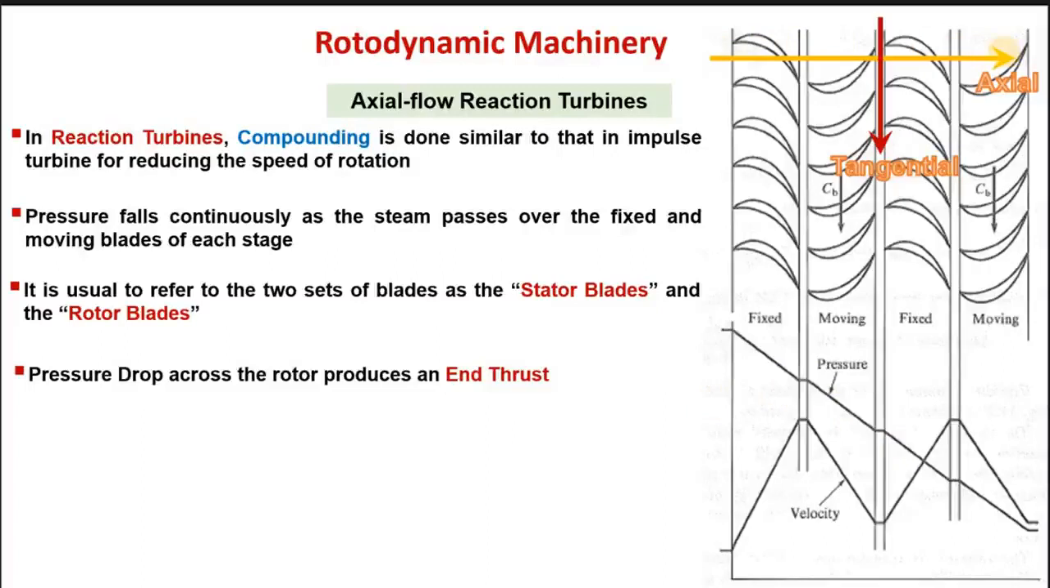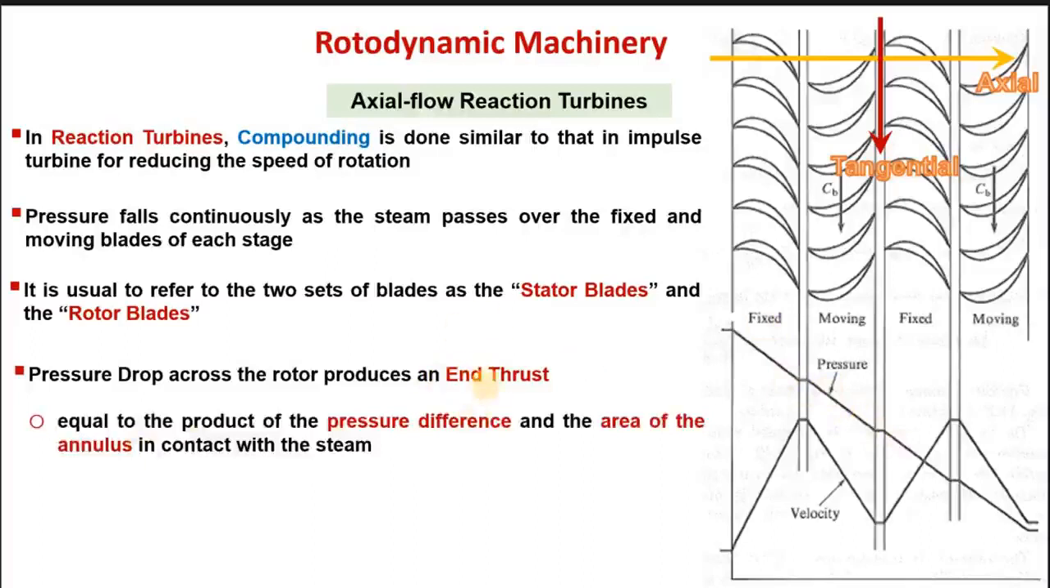In case of impulse turbines, there was no pressure drop in the moving blade, but there was a change in flow velocity from inlet to outlet. Flow velocity was the velocity in the axial direction. So in case of impulse turbine, that end thrust or axial thrust was due to the change in axial velocity of the fluid in the moving blades. But in case of a reaction turbine, the change in axial velocity is negligible.